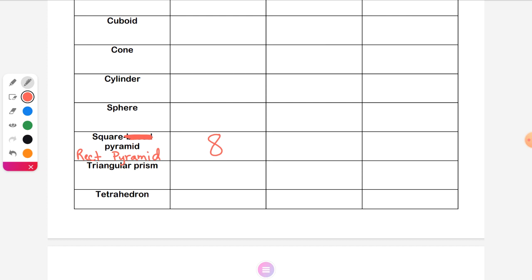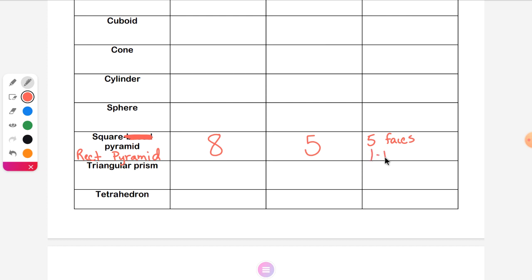How many vertices are there, Avery, on that green shape? How many corners do you think there are? 5, because there's 4 around the bottom, and then where's the 5th one? At the top. So there are 5 faces. How many faces does it have, Kinley? 5. Why is it 5 faces and not 4? You have to count all of the sides for faces. How many bases, Cam? 1.